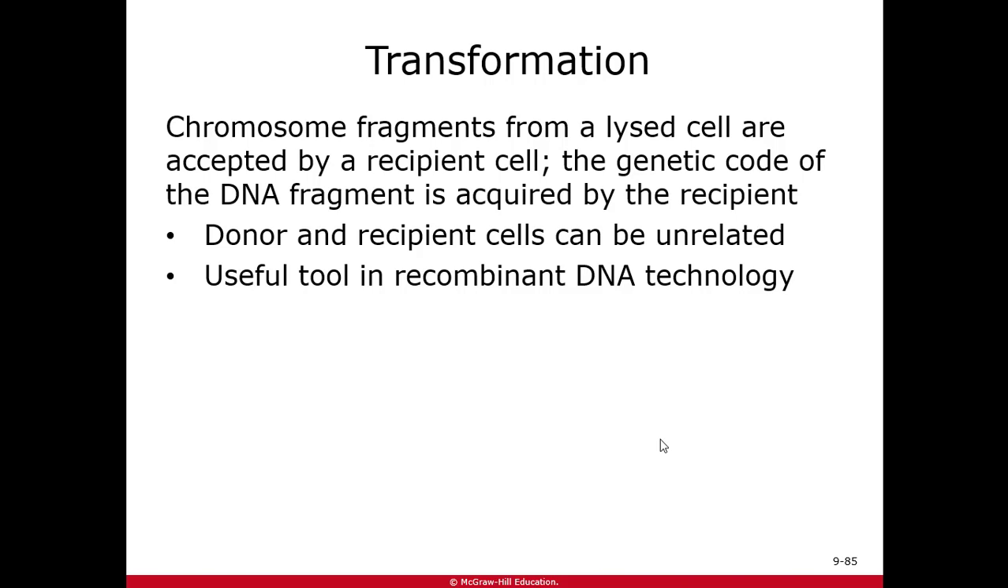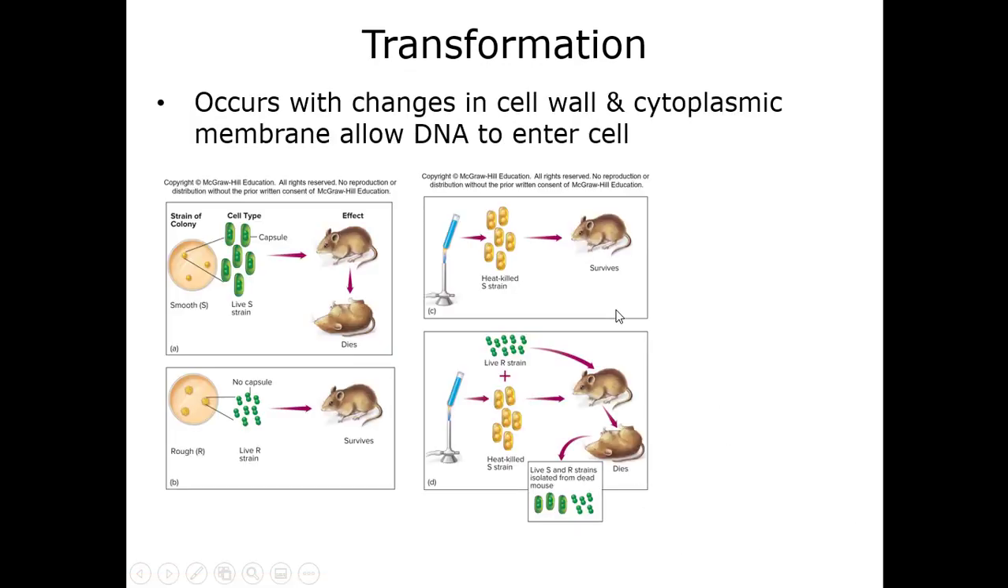Now, Griffith is a man that did a lot of studying and figured this out. And he studied a bacteria called Streptococcus pneumoniae. Now, there's a couple different types of Streptococcus pneumoniae. And so one type is called smooth because the cells themselves have this capsule on the outside. So they look a little smooth.